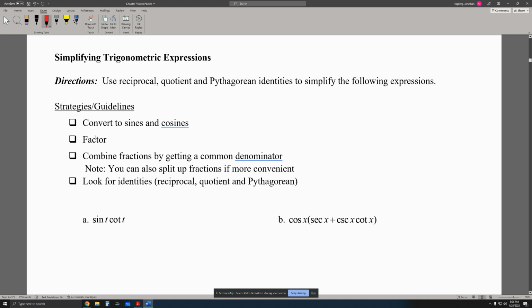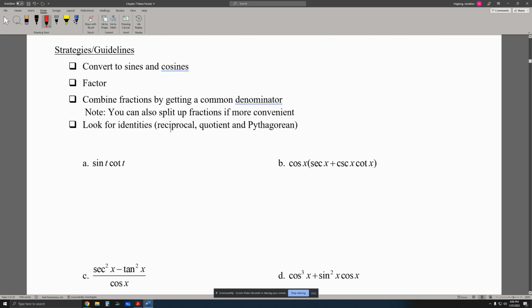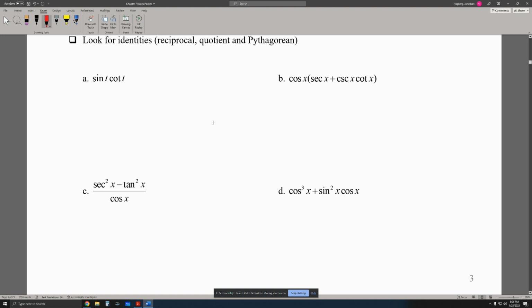Factoring is always a good strategy. We can start to factor and see if we get any of those identities. Combining fractions to get a common denominator is going to reduce the number of terms. Okay, when we reduce terms, sometimes some things cancel out. We'll see a few examples of those. And then finally, we're looking for those identities, again, reciprocal, quotient, and Pythagorean. Okay, so let's start with letter A.